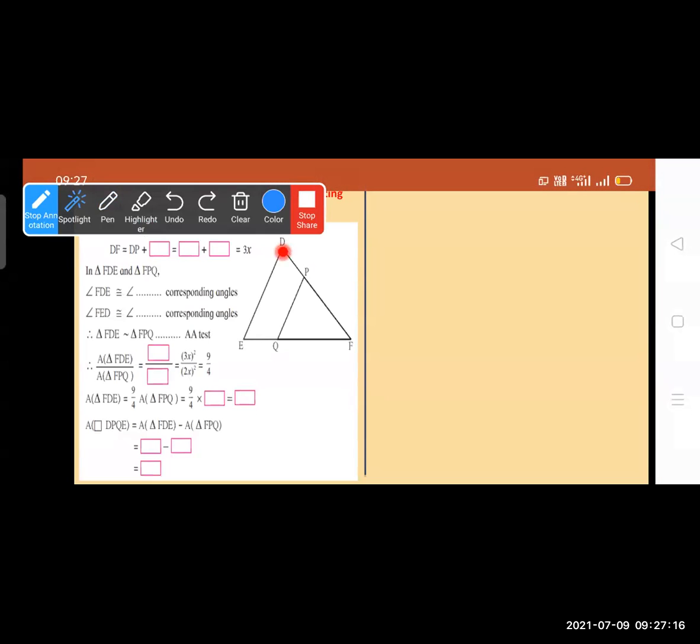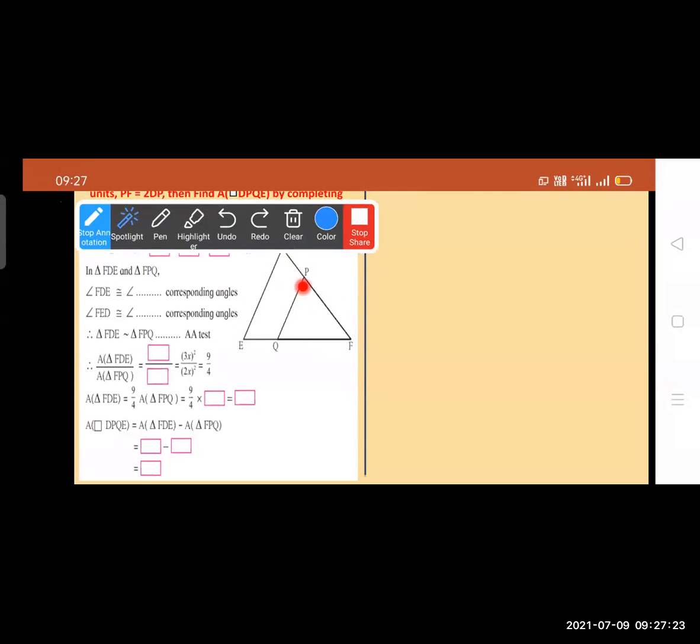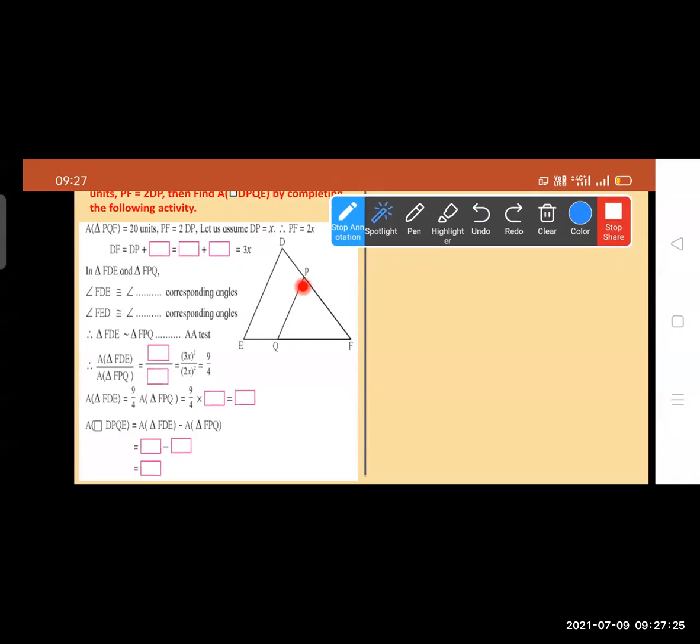So see, one by one, first we read the question, then we see the figure. In the question, they ask for the area of the quadrilateral. This one is the triangle, and this one is the quadrilateral DEQP. The given condition is the area of triangle PQF, this one, is 20. PF is 2 times DP.